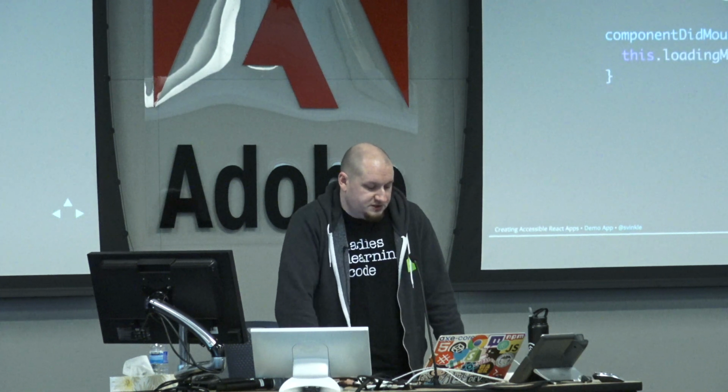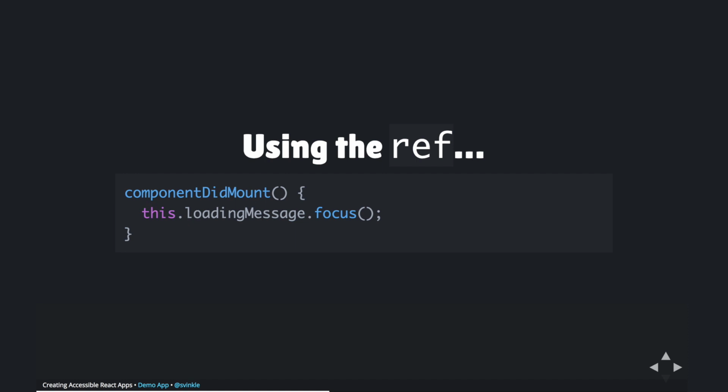So how do we actually use this? In order to use the ref, we can use the componentDidMount lifecycle method once again, and then call the focus method on the ref element. So when this component loads, the keyboard focus indicator will be sent automatically to the div element, which will then announce its text content of loading.